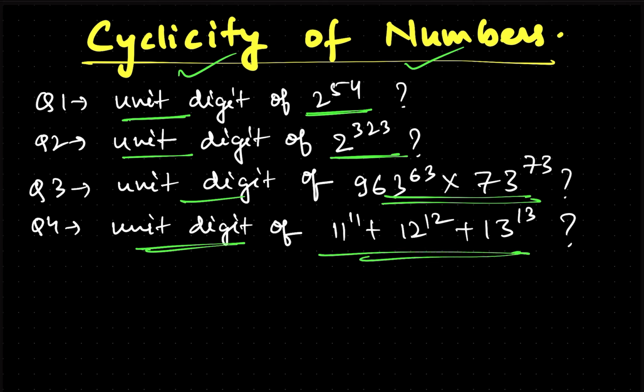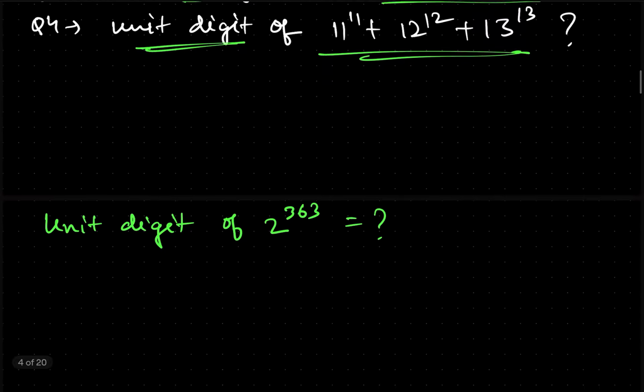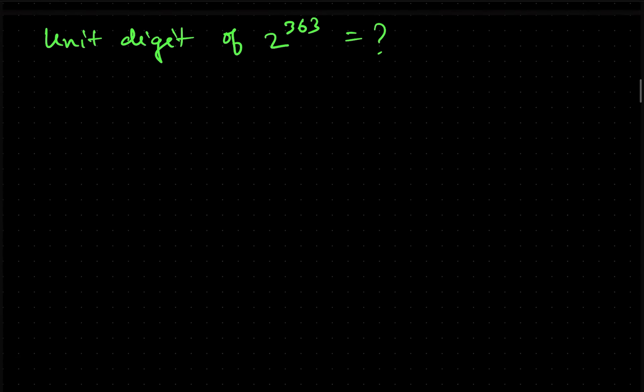You can't manually find it by multiplying. These numbers are so big that you can't even try to multiply such a big number. So we will see how we will do this. Suppose unit digit of 2 to the power 363.